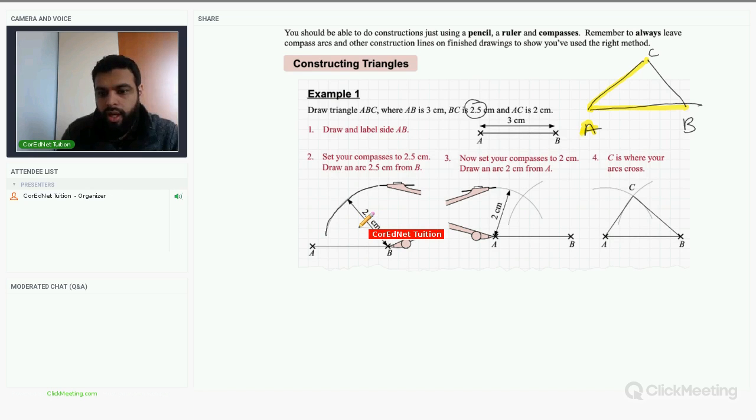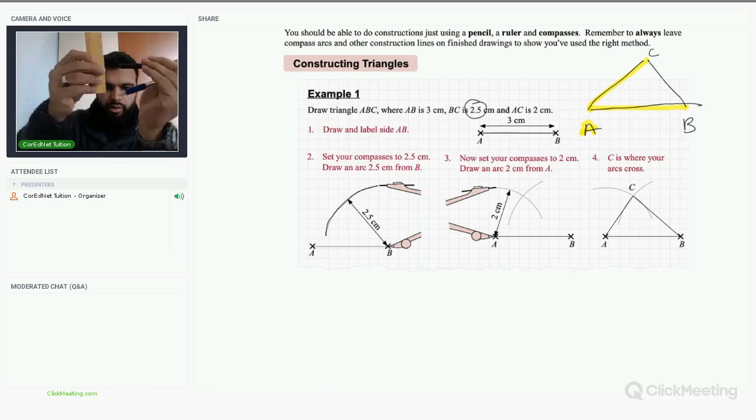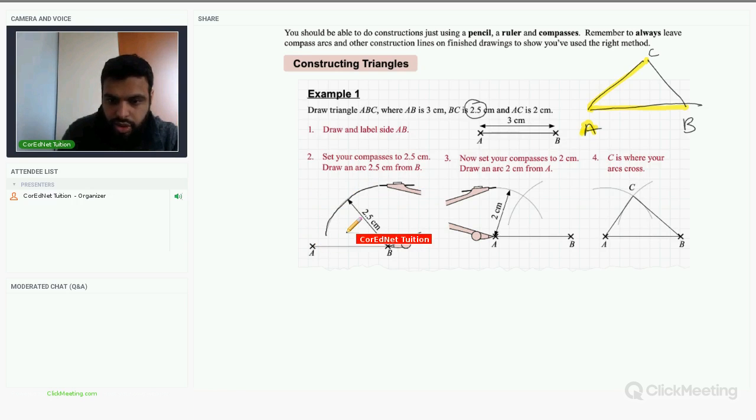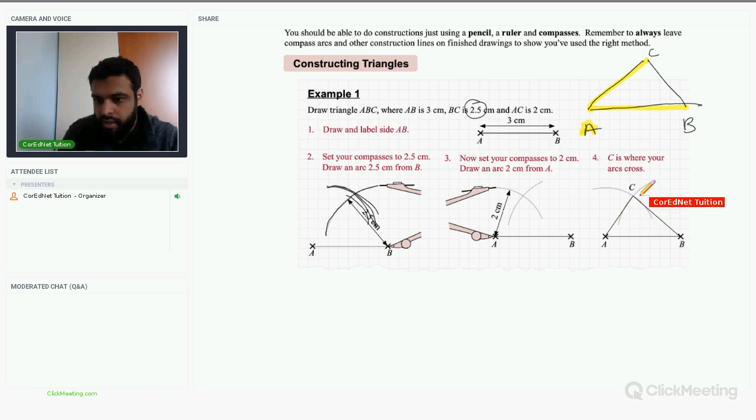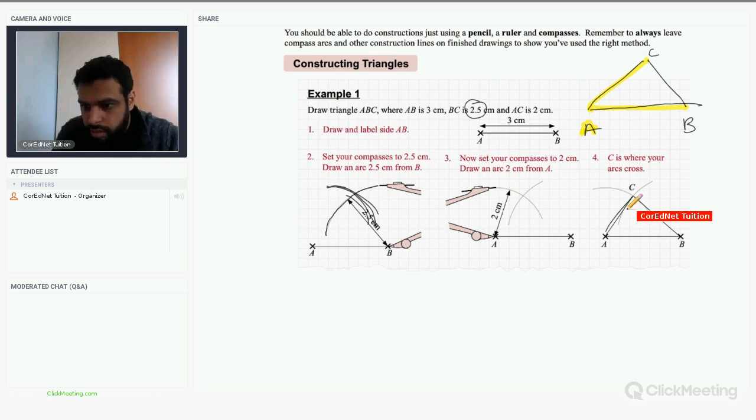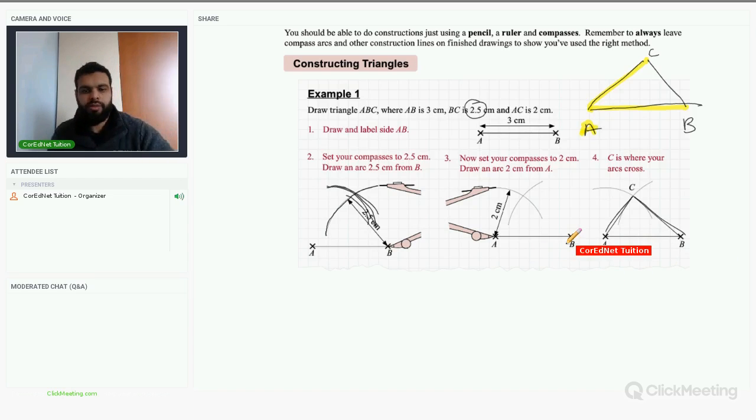Then you get the other dimension, which is 2. Again, you do the same thing: get your ruler and your compass, and measure 2 centimeters. You stick the sharp end here and draw yourself another arc. That arc will intersect at some point. Those 2 arcs will cross, as you can see at C. Then you simply get your ruler out and join up. So now you've got yourself a perfect triangle.